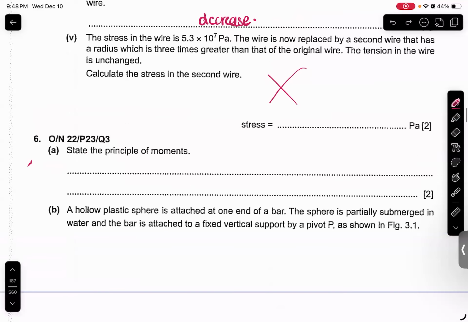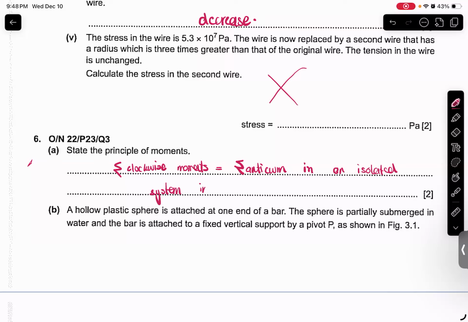State the principle of moments. Now, this means that the sum of clockwise moments equals the sum of anti-clockwise moments in an isolated system in equilibrium. I am writing it down in short form, but make sure you write it down in a complete way. Use words. Okay, so that's the principle of moments. Make sure you use exactly these words. There is no single extra word in this entire equation.